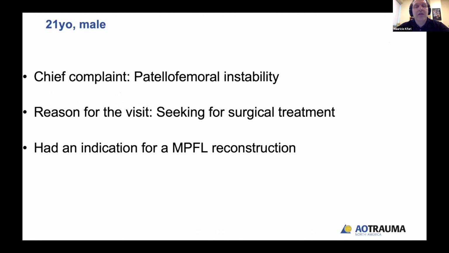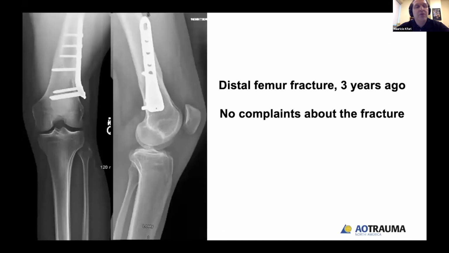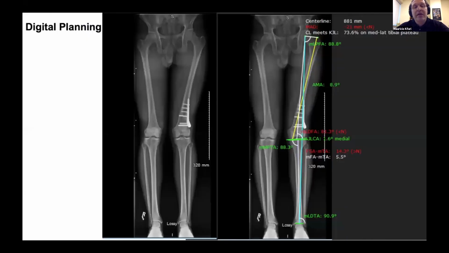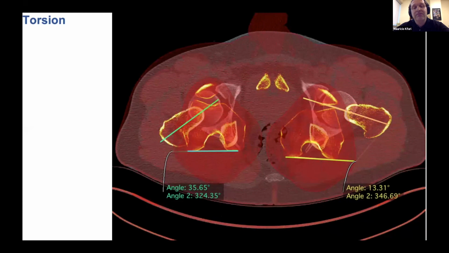To exemplify, this is a 21-year-old male. His main complaint is patellofemoral instability. He came to my clinic for MPFL reconstruction. He had a femur fracture 3 years ago. He had no complaints about this fracture, but his symptoms started after the fracture. And then I measured, this is the case I showed you before, he had valgus, but he also had torsion. He had 20 or 22 degrees of retroversion of the right femur.